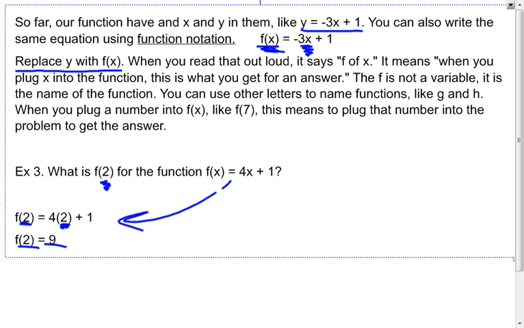In this case, 2 is like the x value, and 9 is like a y value. So if I had to turn this into an ordered pair, it would be (2, 9). Function notation is just a different way of writing it. You still plug in numbers and get answers just like you have been.